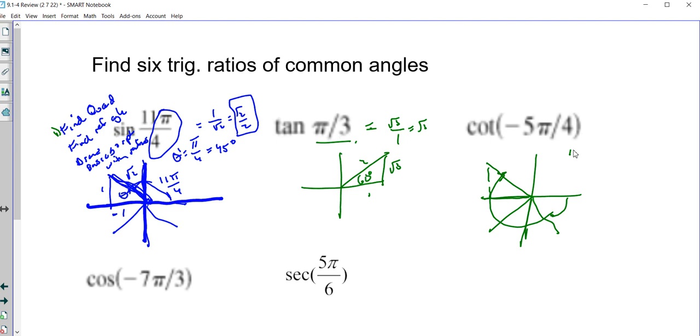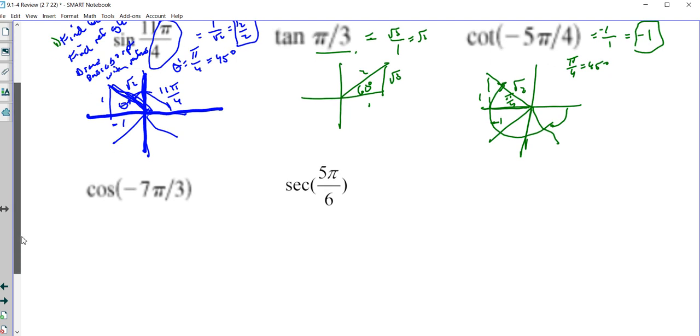Pi over 4 is our reference angle, which is 45 degrees. So we put pi over 4, or 45, there, which gives 1, 1, radical 2. It's basically the same thing over here. And we have cotangent, and we have the negative there. So that's going to be negative 1 over 1, which equals negative 1. That is our solution. Awesome sauce.